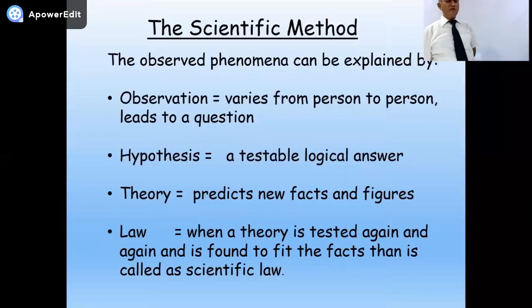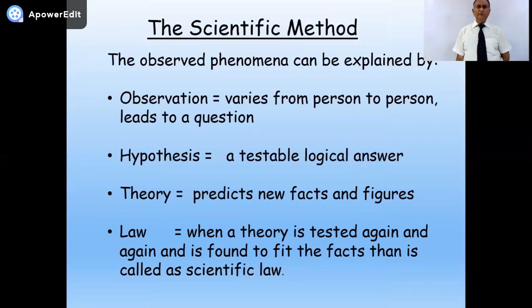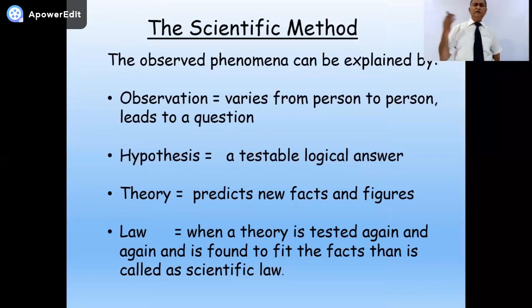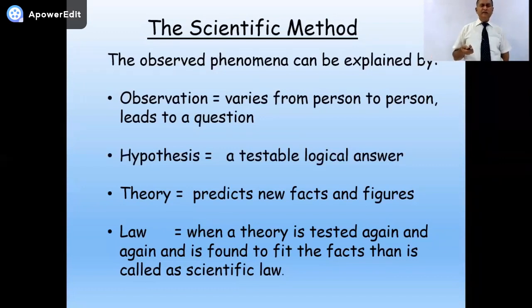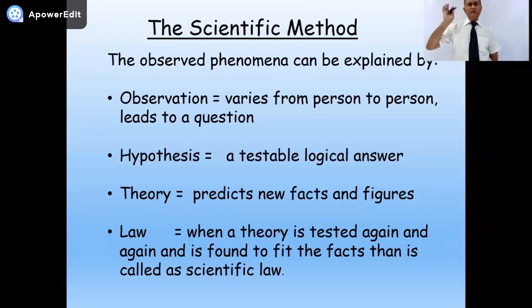So what have we just covered? A topic, the scientific method. The observed phenomena can be explained by, you can see on the screen. What is observation? Observation means something that is going on all around you. It varies from person to person, and it produces a question in your mind. What is hypothesis? A logical prediction, a testable logical answer. Whatever pops up in your mind as a question, its answer is called hypothesis.